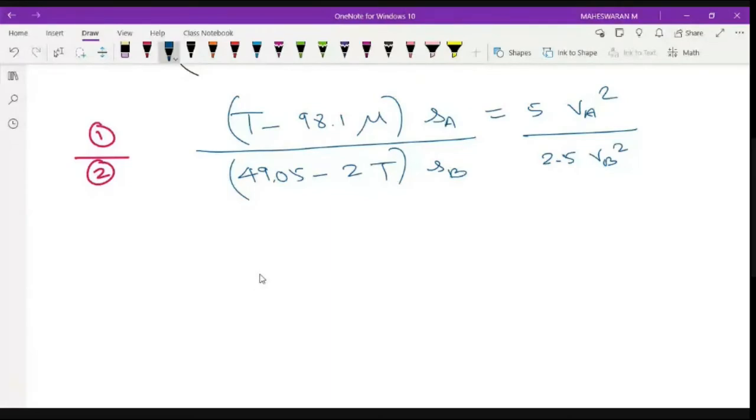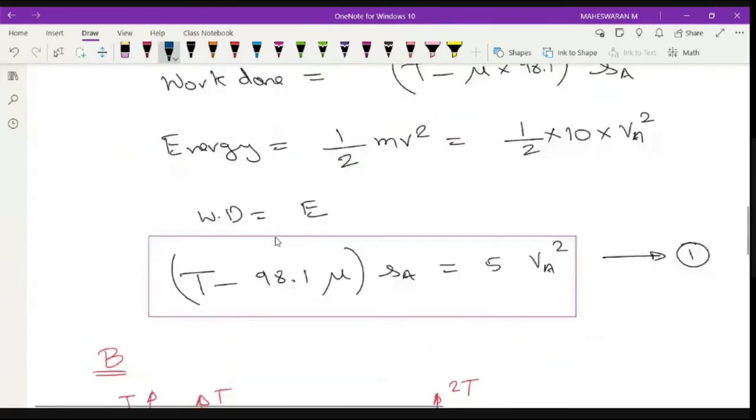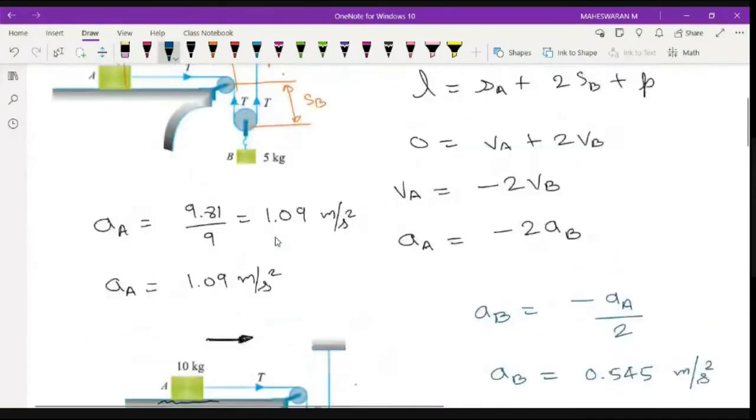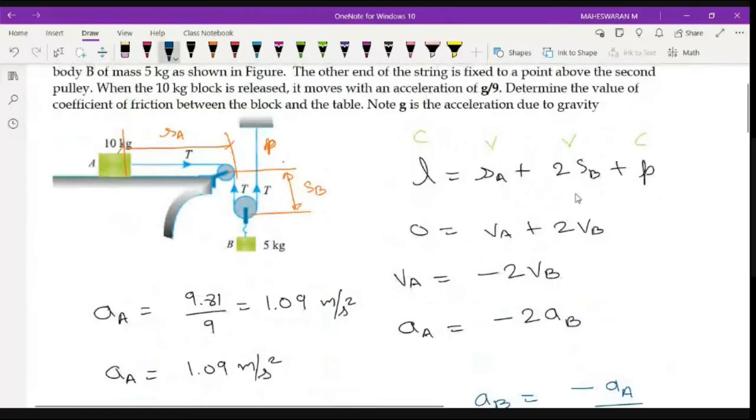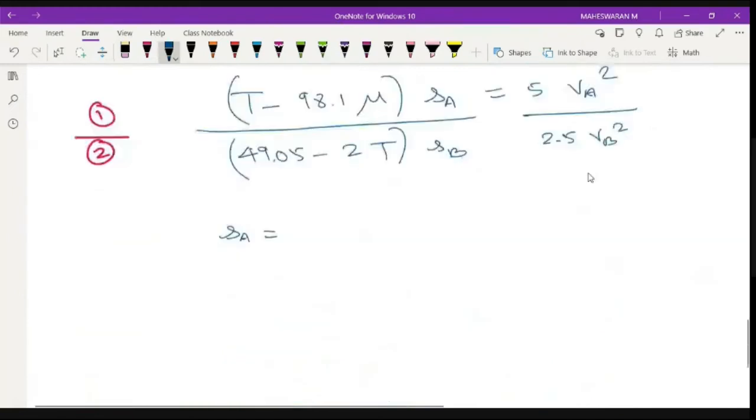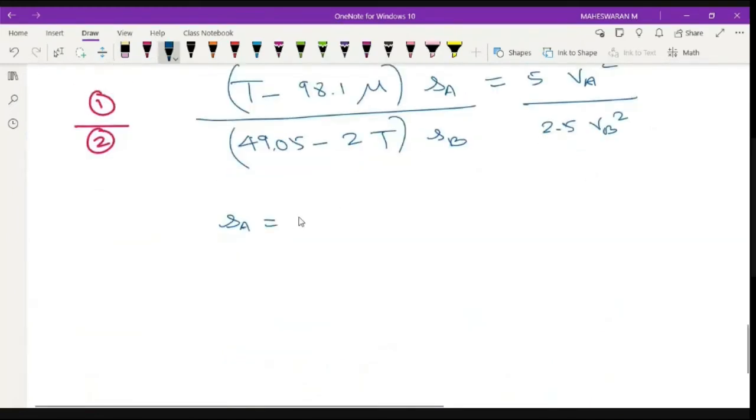Now, let us consider this equation. You know that SA, what we identified at the beginning stage, is 2 times of SB. Don't need to worry about the negative sign, I already told you. So SA is 2 times of SB. Similarly, VA is 2 times of VB. Be careful and substitute accordingly.